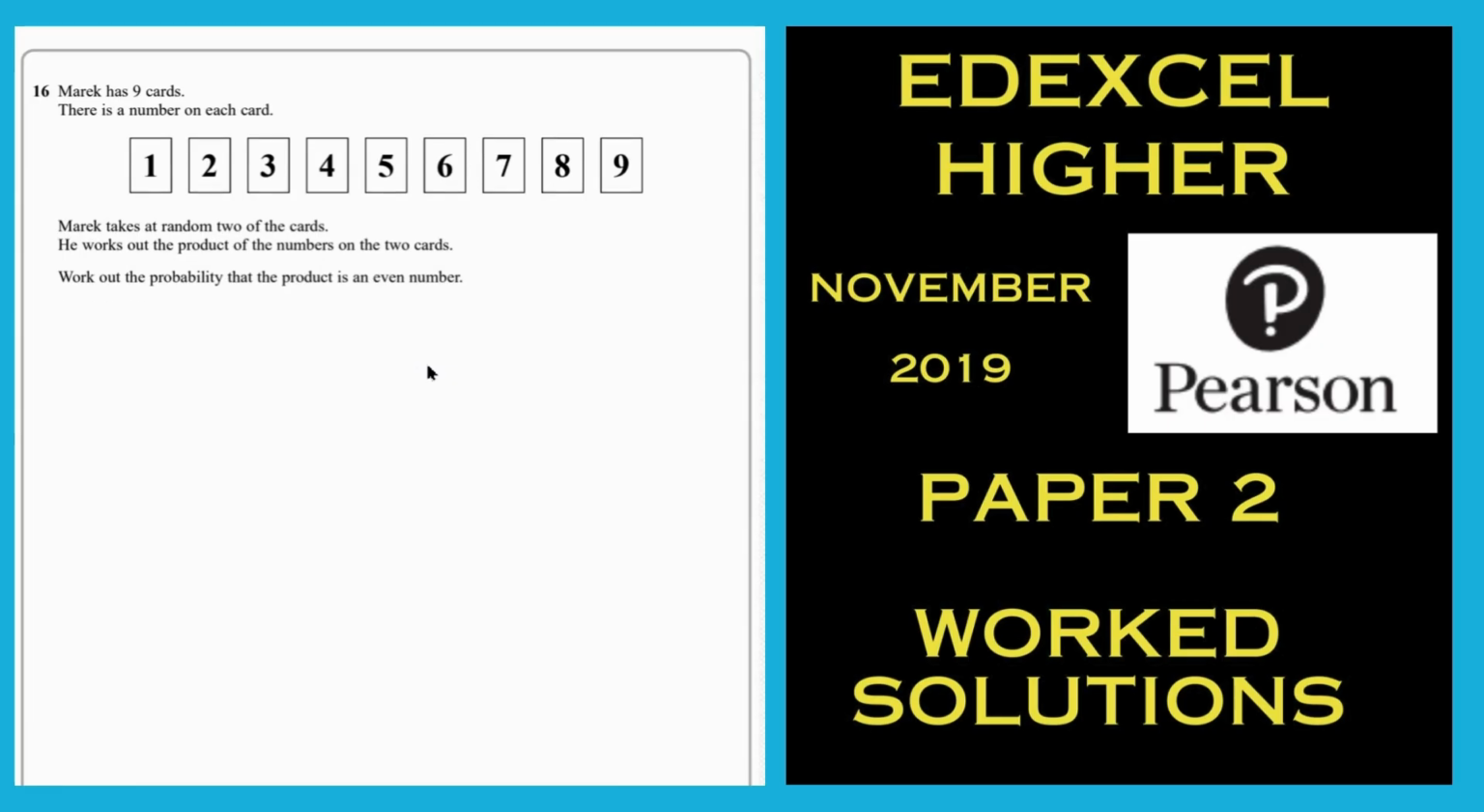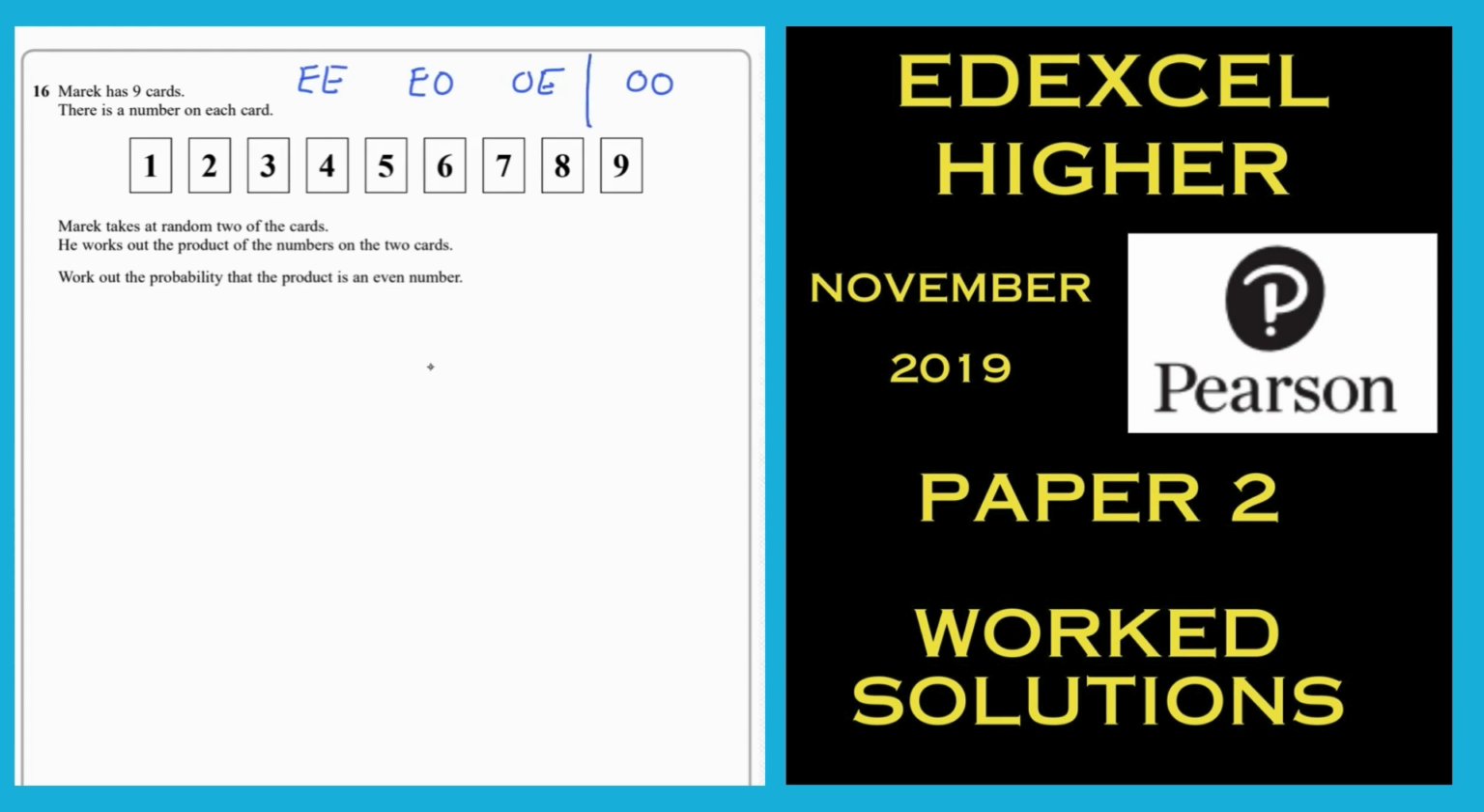Number 16, we've got 9 cards. Now, ways of getting an even or an odd product. When you multiply an even by an even, you get an even. An even and an odd, you get an even. An odd and an even, you get an even. An odd and an odd, you get an odd. So there's 2 ways of going about this question.